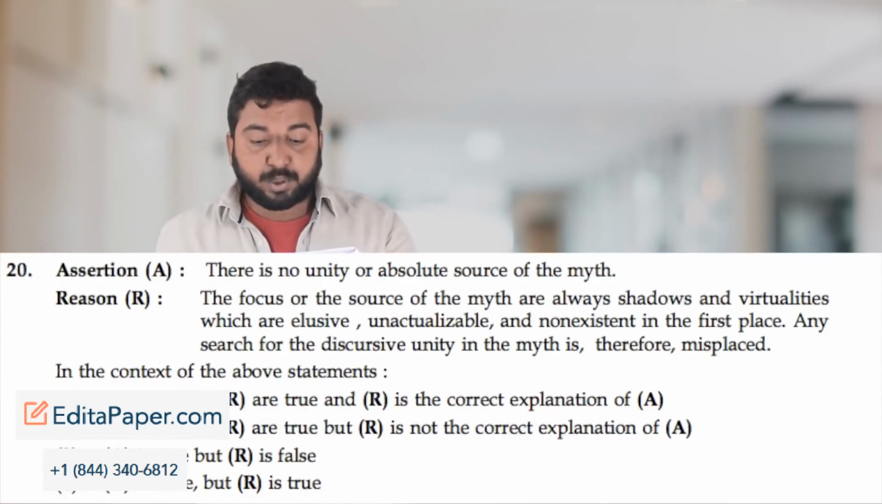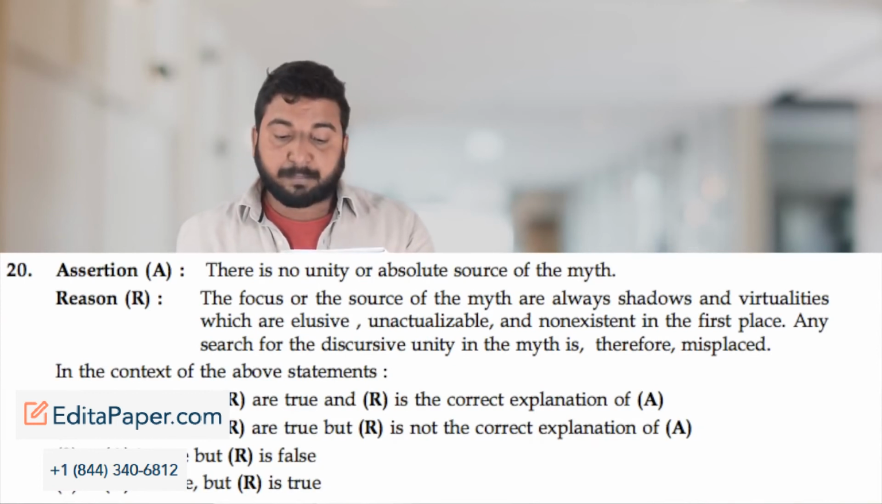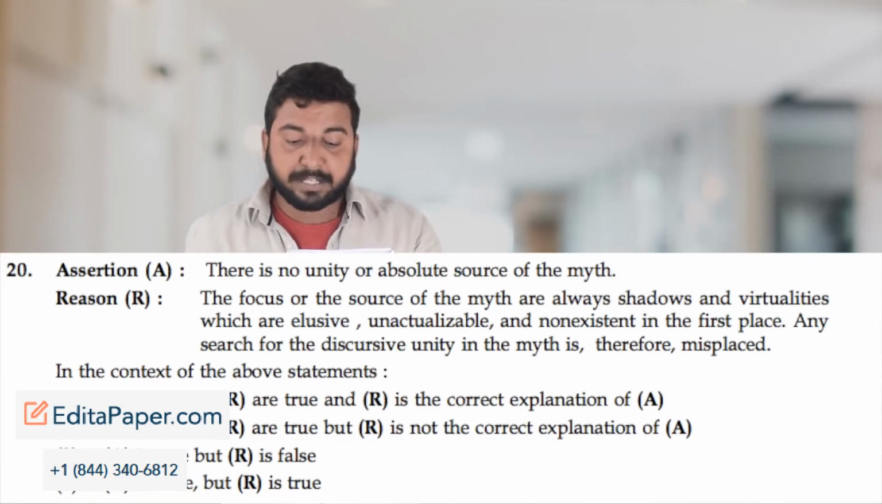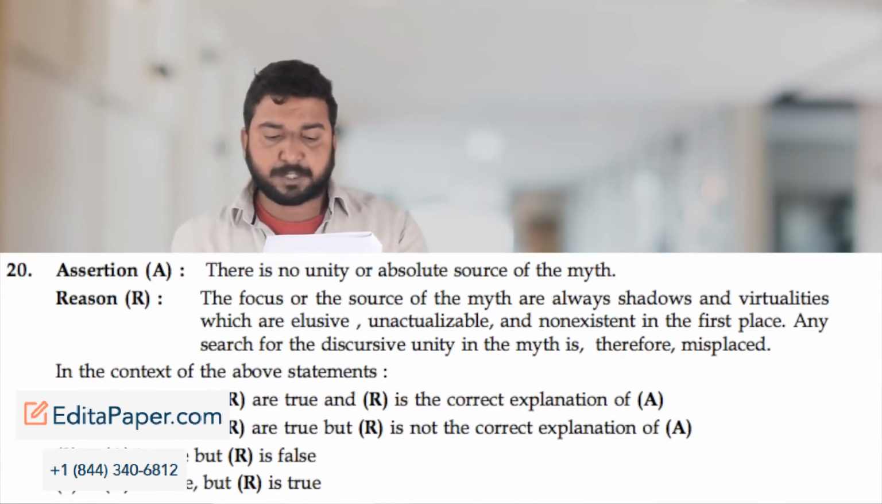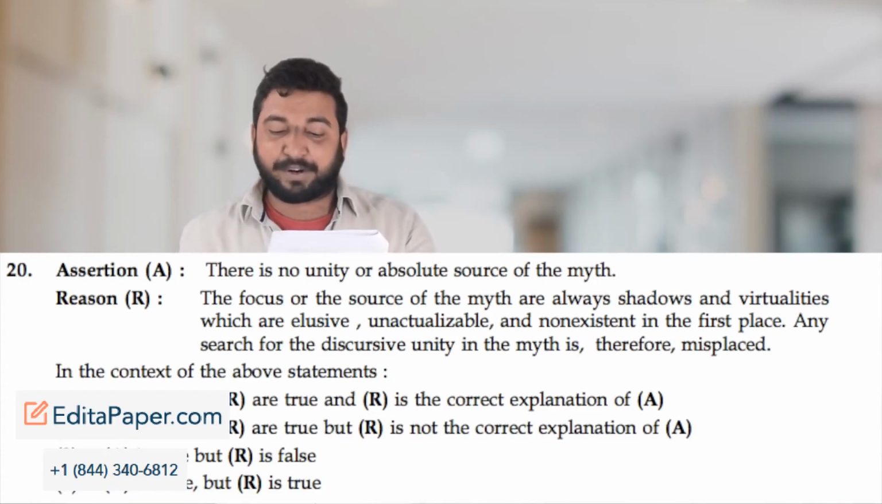Question number 20. There is no unity or absolute source of myth. It's an assertion, and the focus or the source of the myth are always shadows and virtualities which are elusive, unactualizable, non-existent in the first place. Any search for this discursive unity in the myth is therefore misplaced.